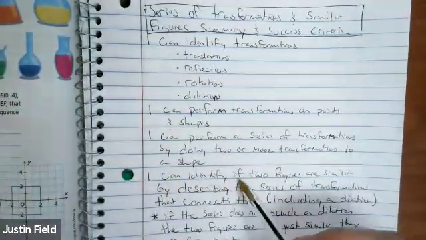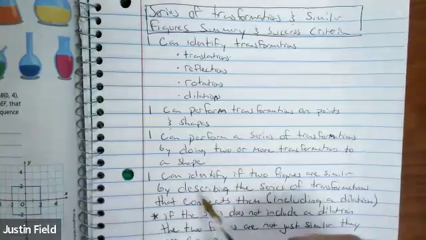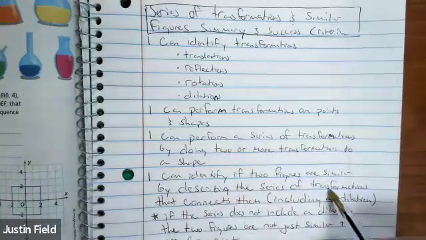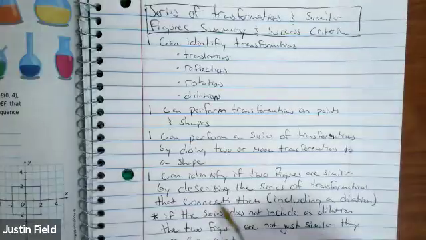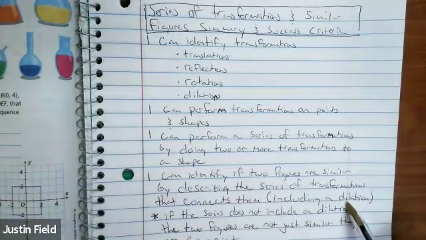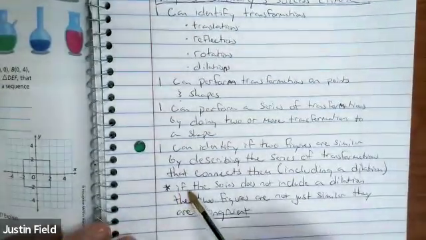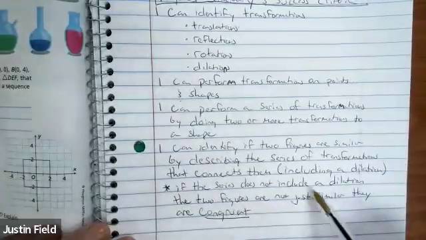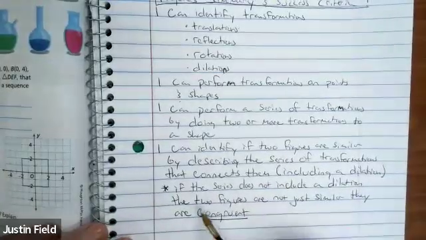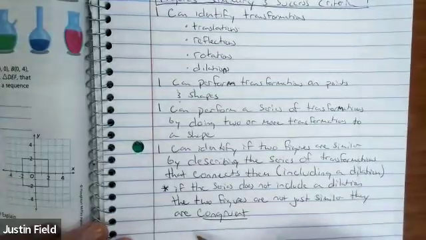I can identify if 2 figures are similar by describing the series of transformations that connects them, including a dilation. That's what the book says. And we're just going to put a little star. If the series does not include a dilation, the 2 figures are not just similar, they are congruent.